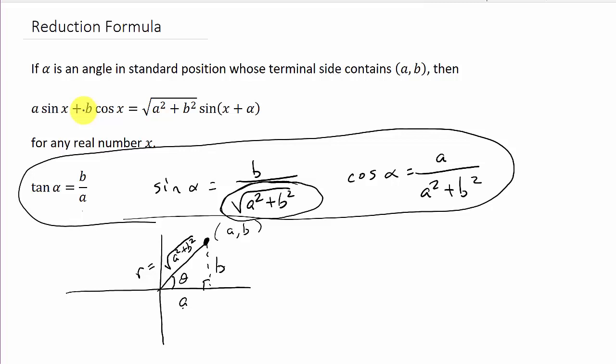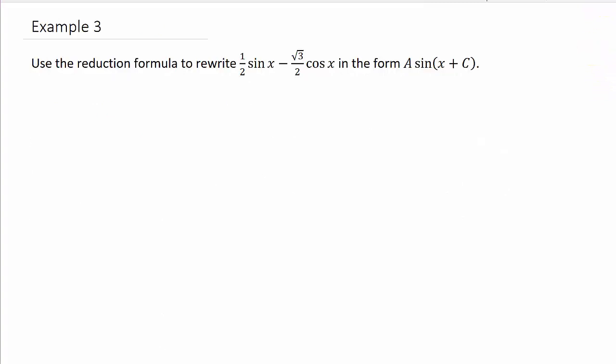Okay, all right, so let's go ahead and get started on the example. All right, so we got example 3 here.